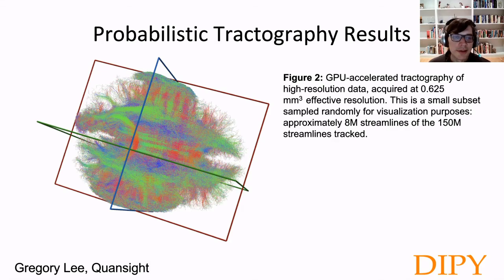And this is just a visual output of a subset of those streamlines that were created. I think 8 million are shown here out of the total 150 million that were generated for this 0.625 millimeter data set.